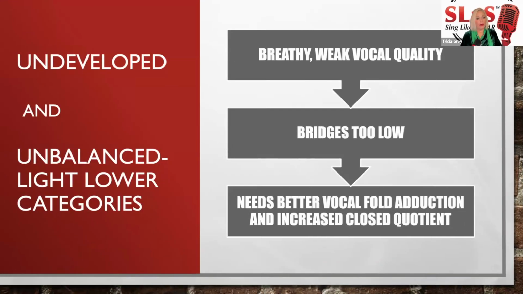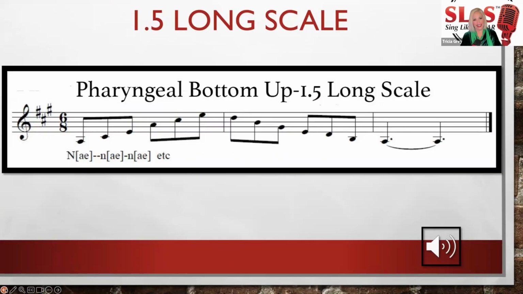The undeveloped and unbalanced light lower category singer generally has a breathy, weak vocal quality. They bridge too low, and they need better vocal fold adduction and increased closed quotient. Here's an example of an exercise.